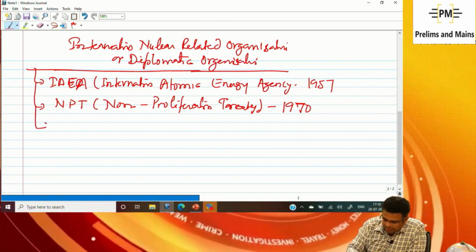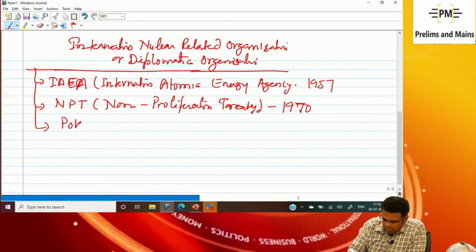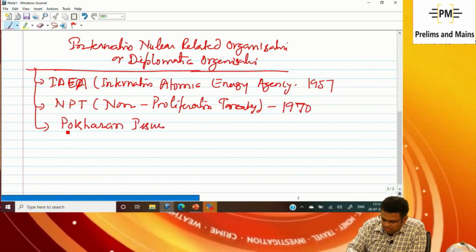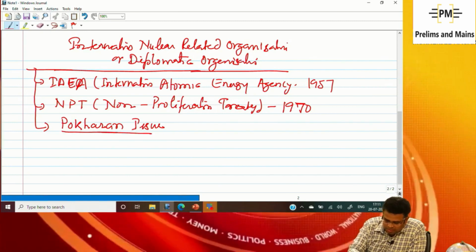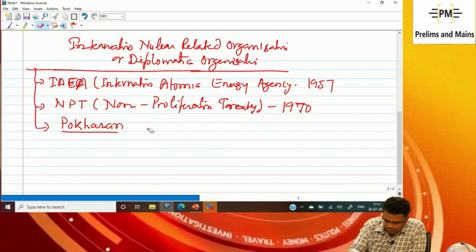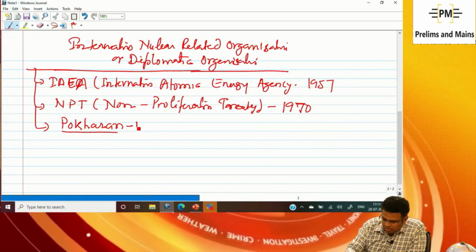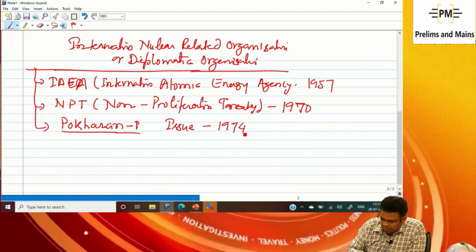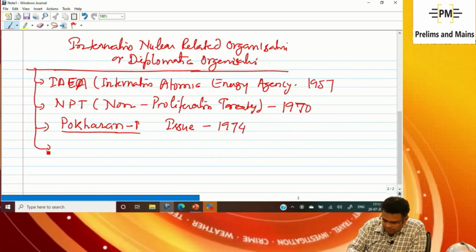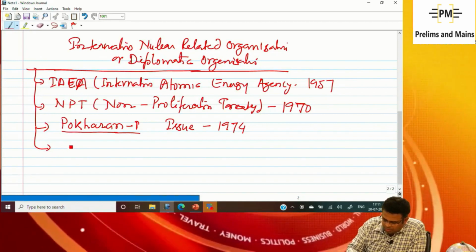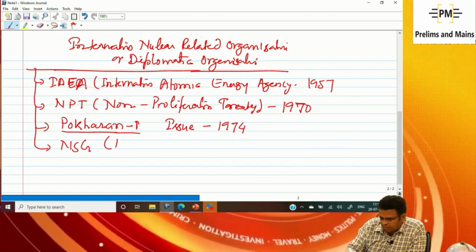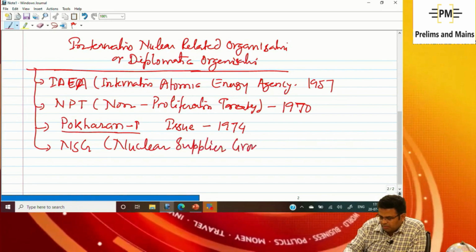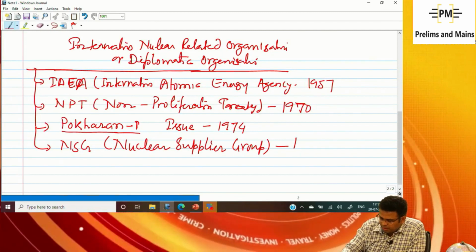Then we'll have to see the Pokhran issue, because it is important. Pokhran 1 issue, 1974. Thereafter, NSG, Nuclear Supplier Group, 1975.